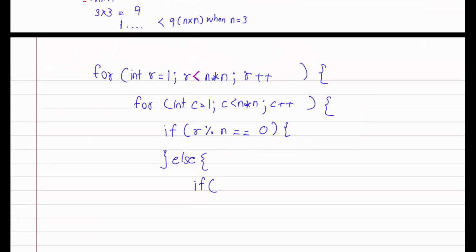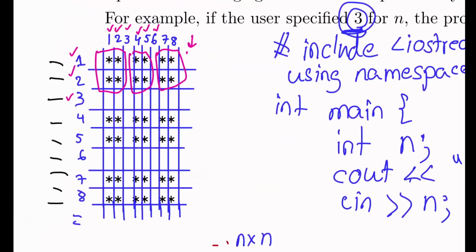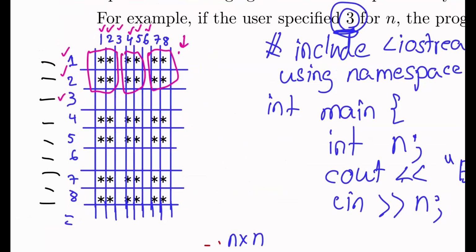Okay, if the row is divisible by n, let's keep with the printing space. So cout print the space, because it's a column. In this inner loop we loop the column. Each column, if it is divisible by 3, you don't need to print anything. So if it's 3 in the loop, whereas when the column is 1, print a space, when the column is 2, print a space.